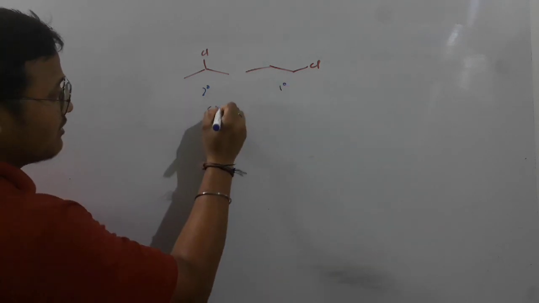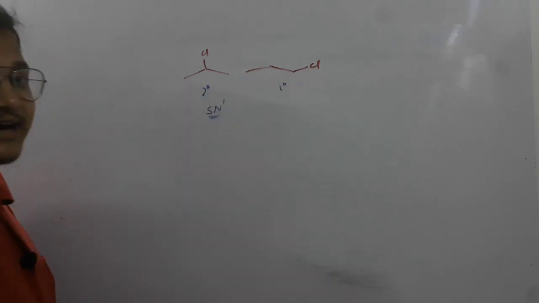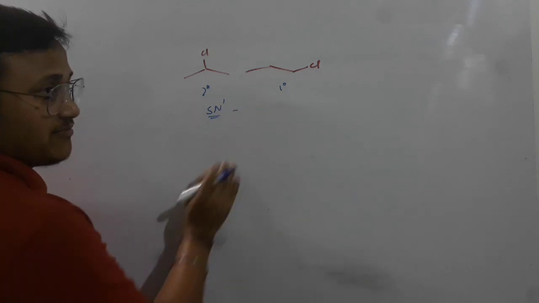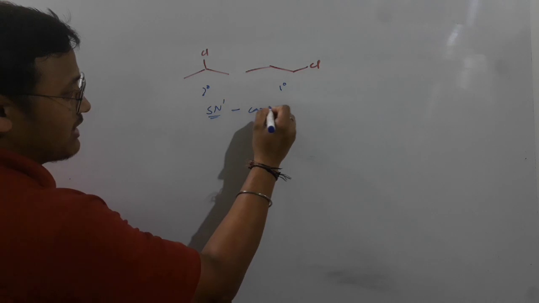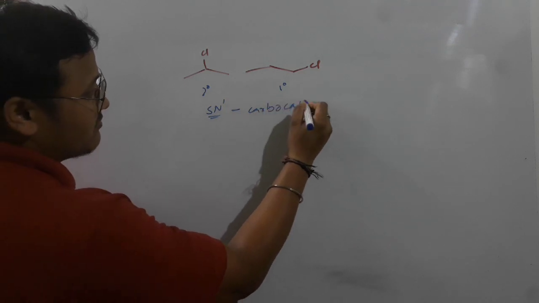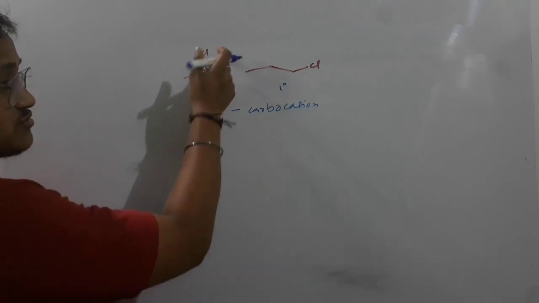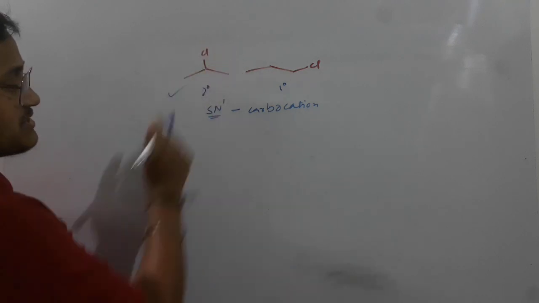If someone asks you which of the following will undergo the SN reaction faster, then what will you say? You will look at the stability of carbon. SN1 means carbocation. So which will give you a more stable carbocation among these two? 2 degree, right? So it will proceed faster.